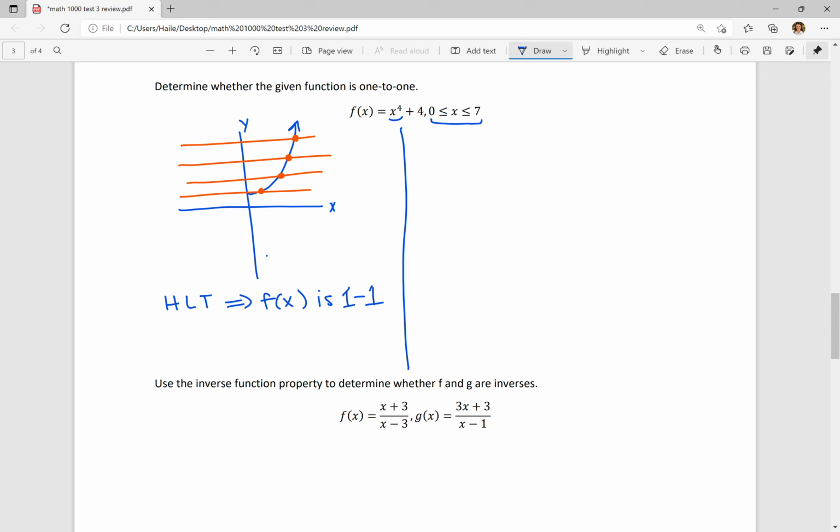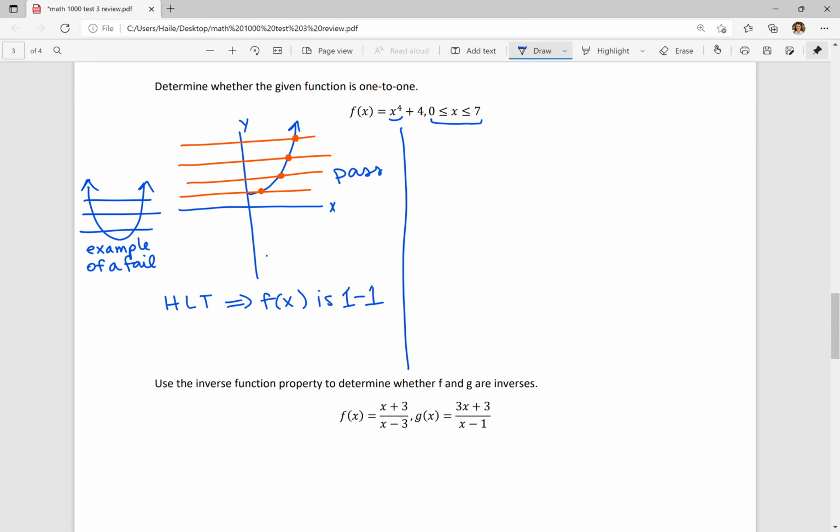An example of failing the horizontal line test is if we had a whole parabola like this. If we were to draw horizontal lines here, they would cross the curve more than once. So this would be an example of a fail. Again, this isn't our problem, it's just an example of failing the horizontal line test. So we'd say this one passes.